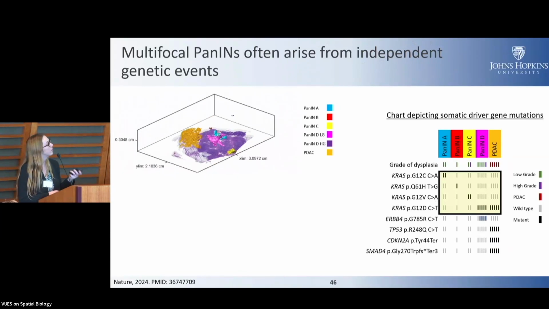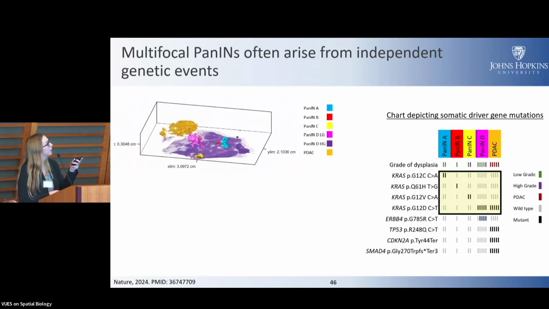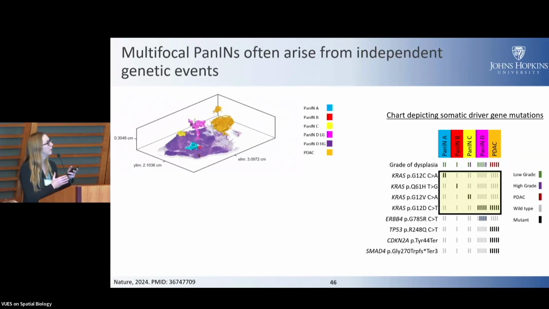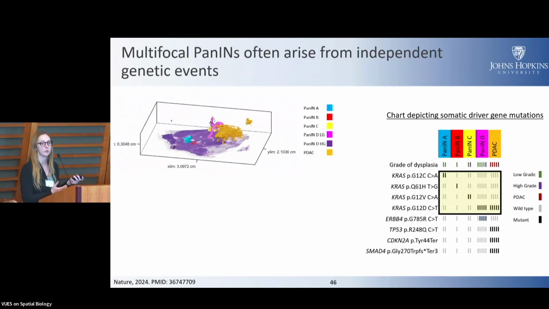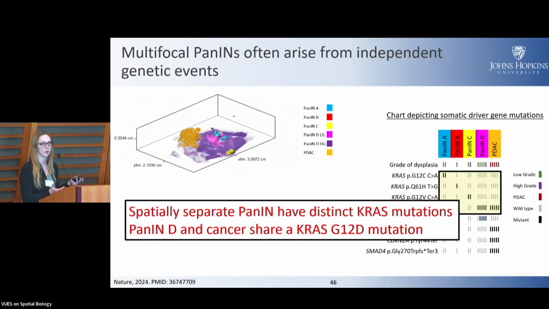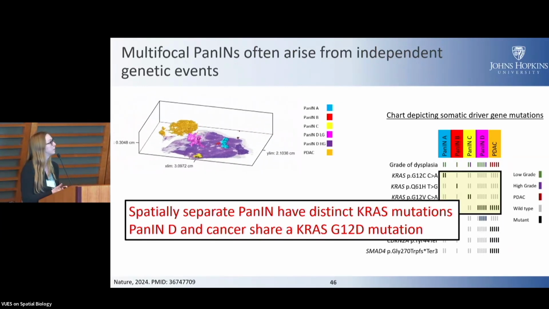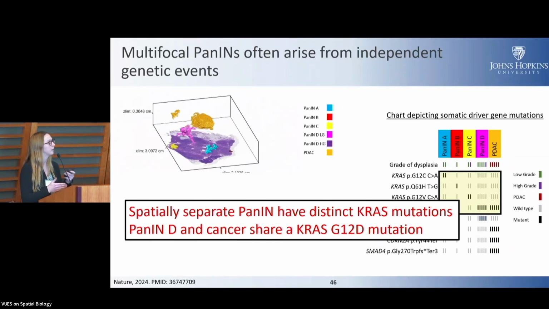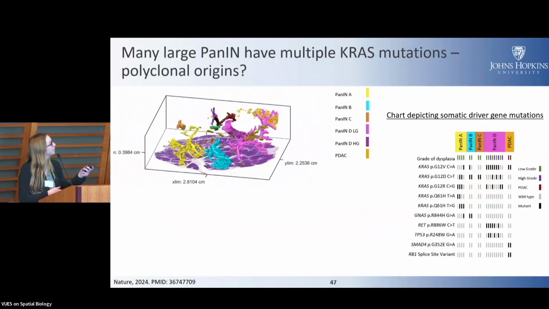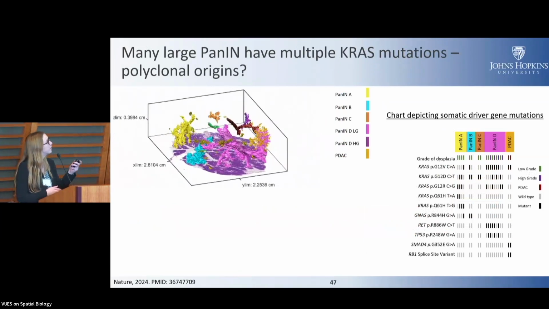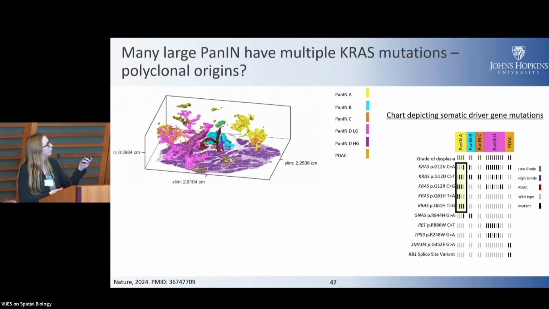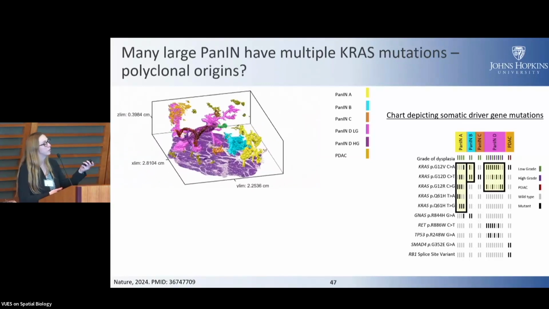So what you maybe can now see is that each of these physically independent pannins possessed distinct initiating hotspot mutations, implying that they develop fully independently. So not only do we have many of these lesions as we age, but they accumulate kind of spontaneously and independently.